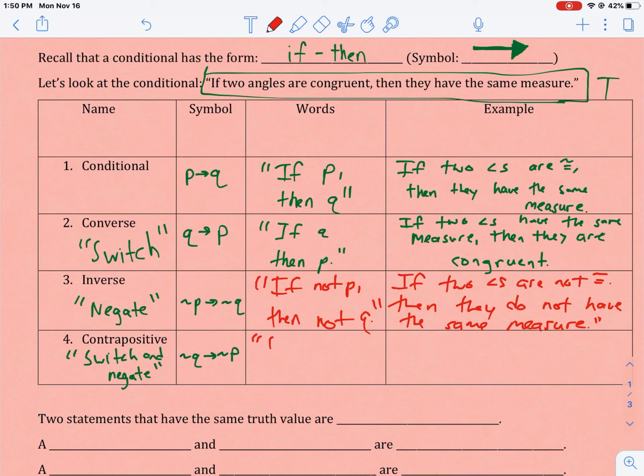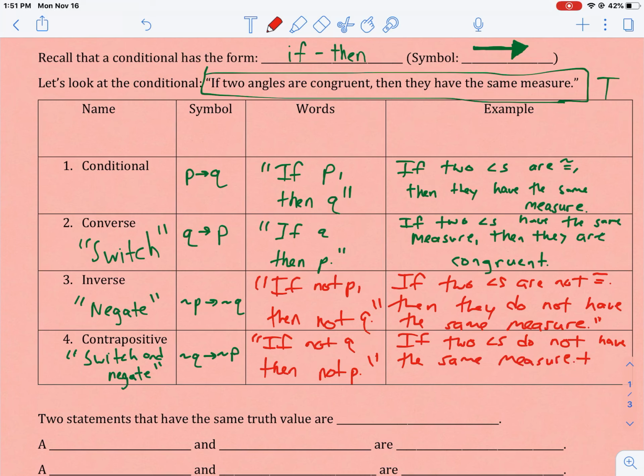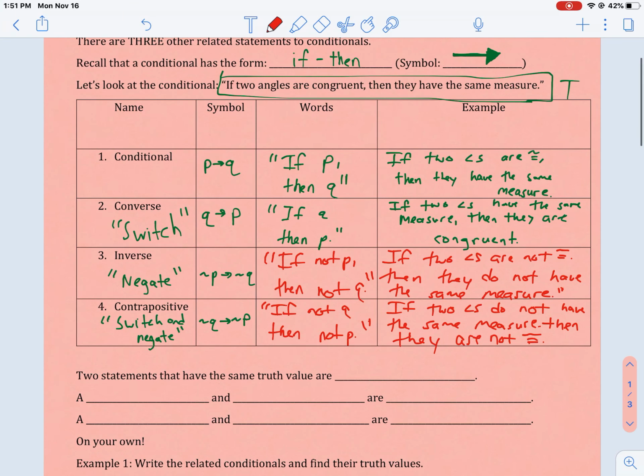Then, last but not least, if not Q, then not P. So if two angles do not have the same measure, then they are not congruent. So again, I've just switched and negated them.